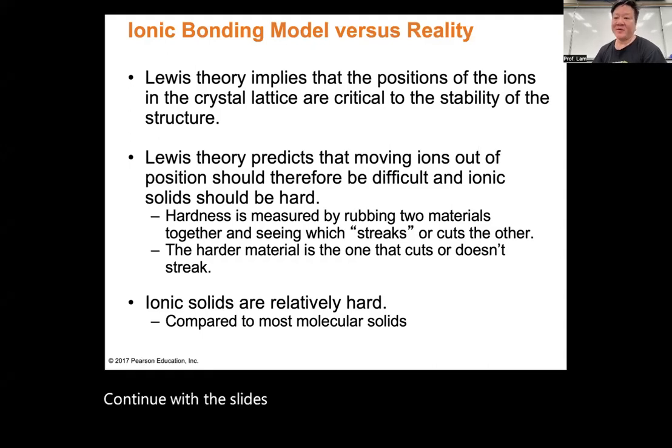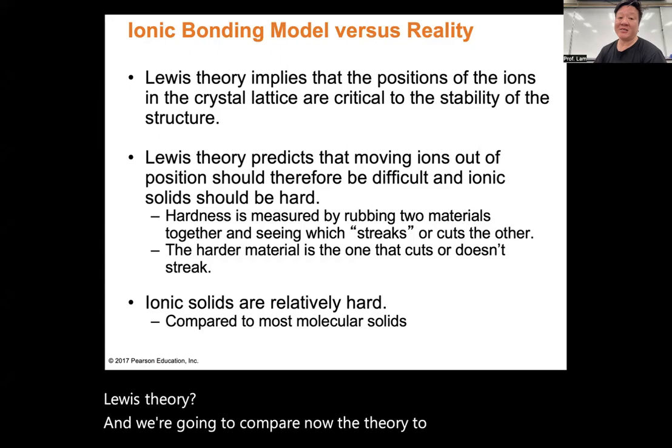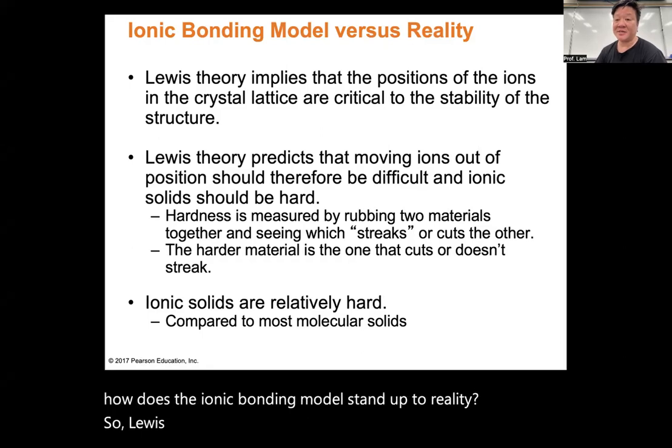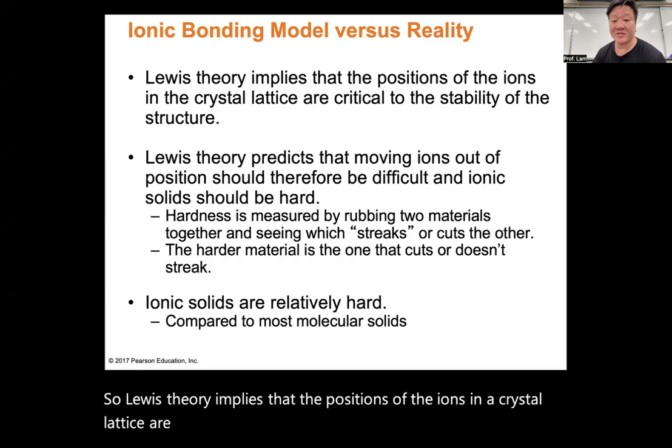So remember, this is the theory, Lewis theory. And we're going to compare now the theory to reality. So how does the ionic bonding model stand up to reality? So Lewis theory implies that the positions of the ions in a crystal lattice are critical to the stability of the structure.